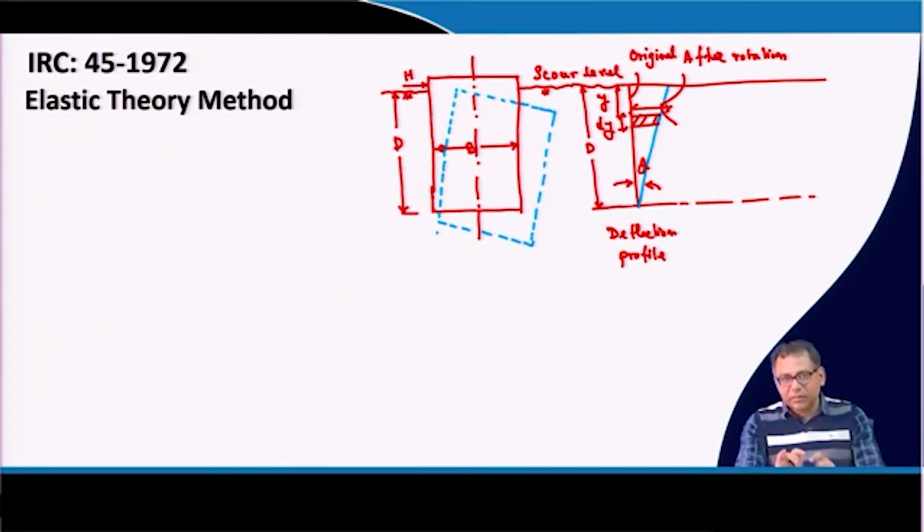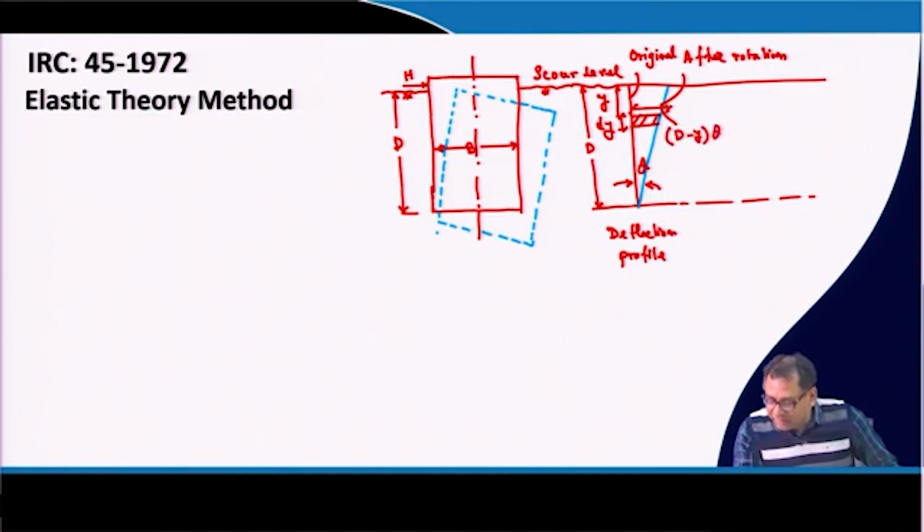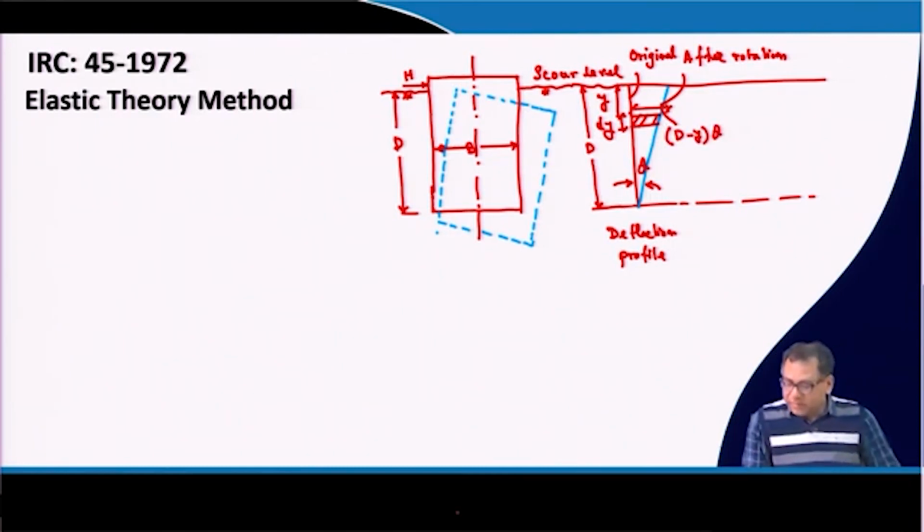Okay, so this small arc will be r theta. So, r is how much? r will be (d minus y) into theta, because d is the total depth and y is the depth from the scour level. So, from the point of rotation to that small strip, that distance is d minus y.